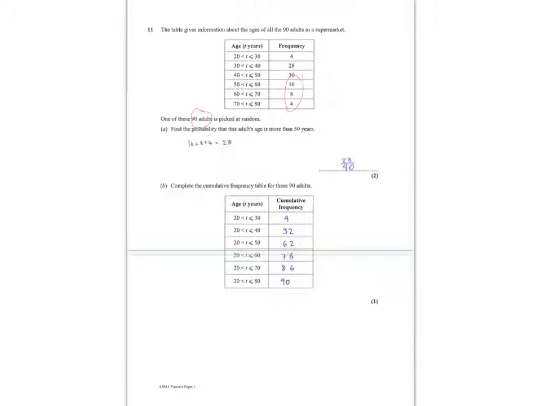Cumulative frequency, well, that's summing the frequency columns as I go down. So, first term 4, 32 is 4 plus 28, 62, well, that's the previous amount, 32, plus the new frequency 30, etc. You can check that you've got your solution correct as your final value should be the same as the total frequency, 90 adults.